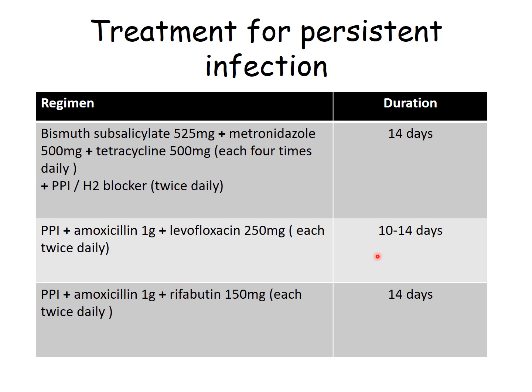Again, this is also given for 14 days, not 10 to 14, it's given for 14 days itself. Next, the last treatment regimen is the quadruple regimen. This is not a quadruple regimen, only the first one is a quadruple regimen: bismuth subsalicylate, metronidazole, tetracycline and PPI. This is a quadruple regimen. These two are not quadruple regimens. Here the PPI plus amoxicillin 1 gram plus rifabutin 150 milligram each twice daily, again for 14 days.